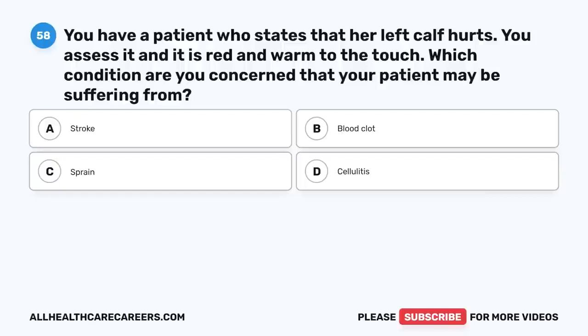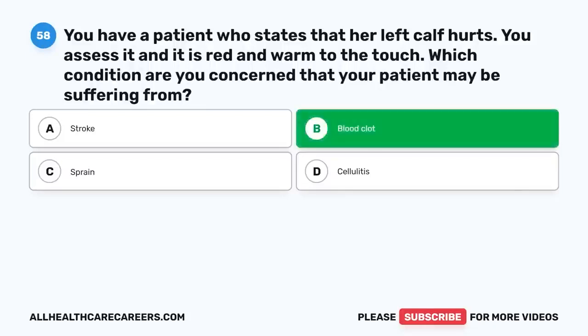Question 58. You have a patient who states that her left calf hurts. You assess it and it is red and warm to the touch. Which condition are you concerned that your patient may be suffering from? A. Stroke. B. Blood clot. C. Sprain. D. Cellulitis. The correct answer is B.